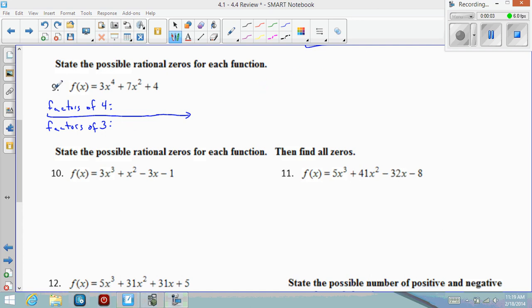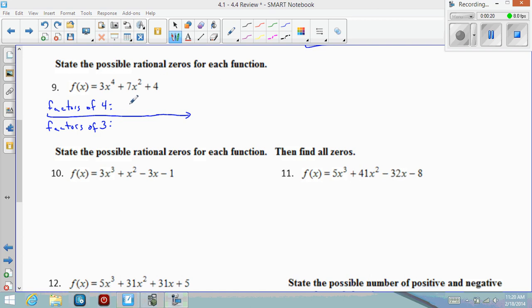Here, I will see how far I get. I'm going to start with number 9 and just work and see what I can do without taking too much time for this video. So to do the possible rational zeros, I'm going to be doing the factors of 4 over the factors of 3.